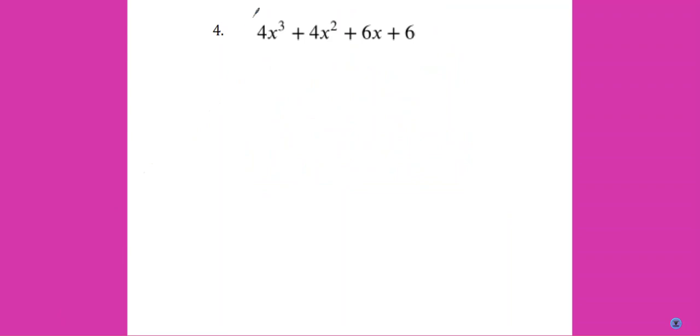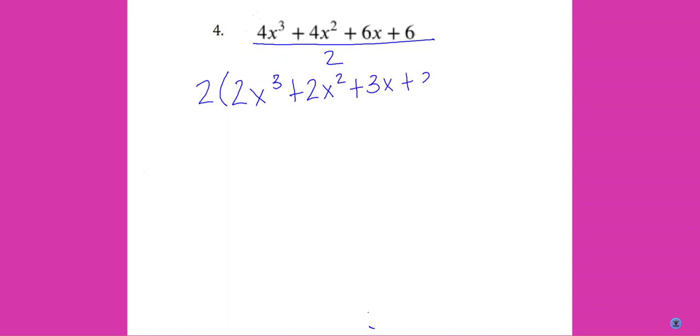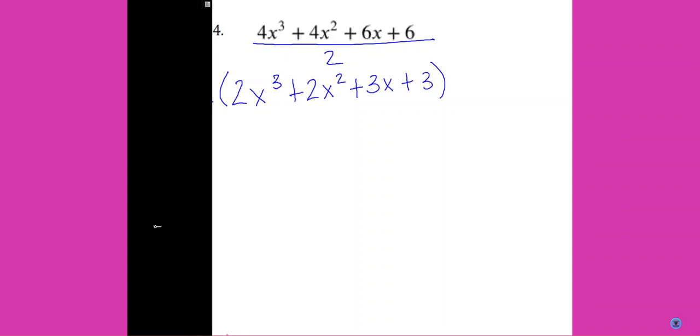Now, in our final example, if you notice, we have a 4, a 4, a 6, and a 6. Well, those are all divisible by 2, so I'm going to factor that out. Once I've done that, I'm going to sort of ignore that greatest common factor. Let me hide it. I'm going to pretend it's not there, and we'll come back to it in a little while.